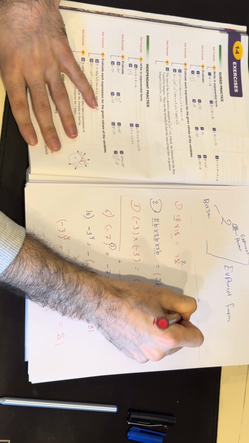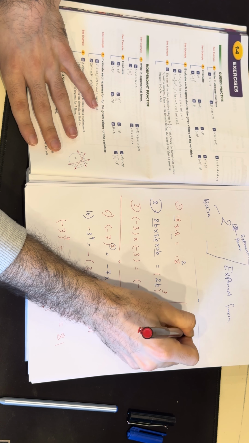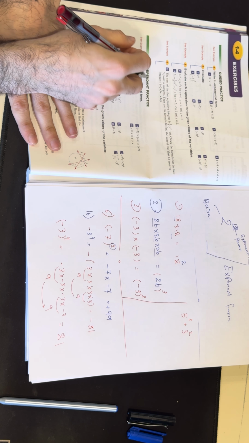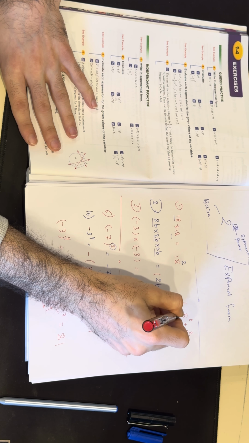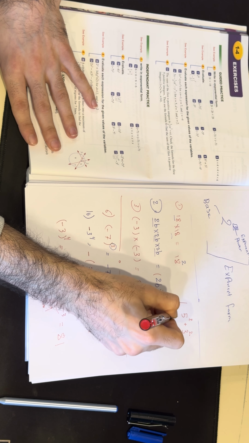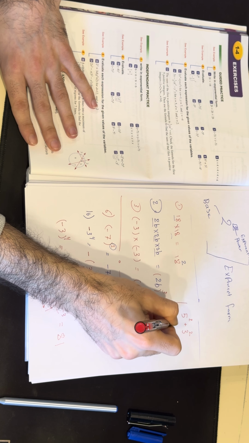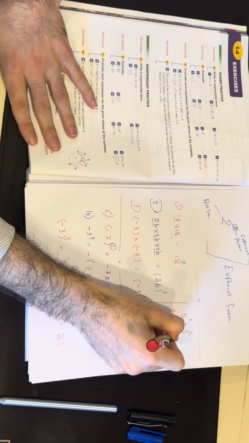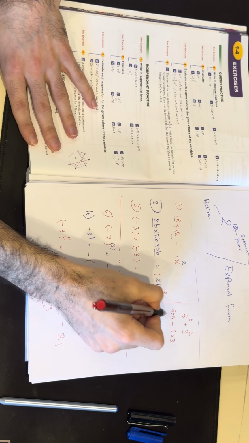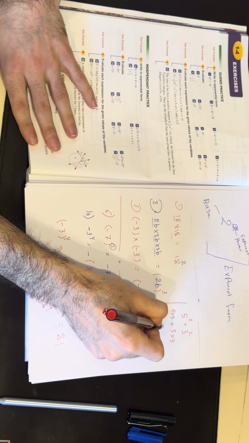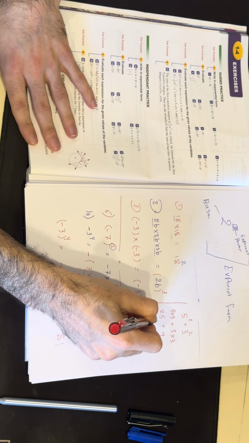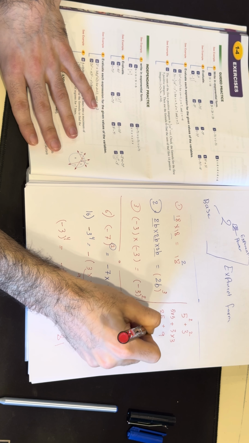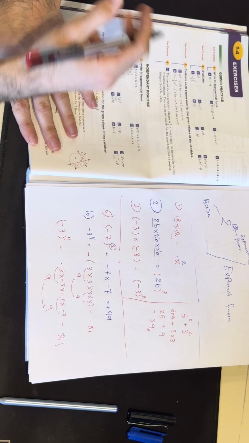So 5 power 2 plus 3 power 2. In this case, what I'm going to do, easy peasy, I'm going to open this one first. I'm going to say 5 times 5, which is plus 3 times 3. So 5 times 5, 25 plus 9. 25 plus 9 is already equal to 34. So the answer will be 34.